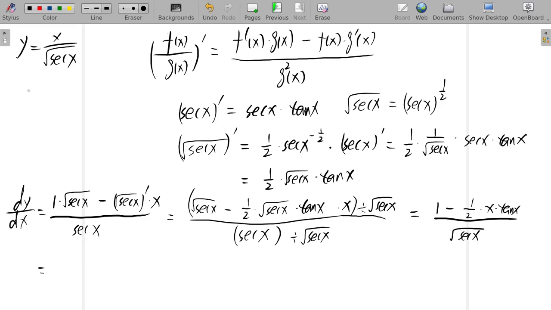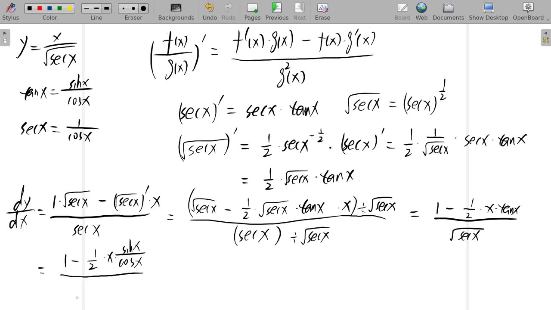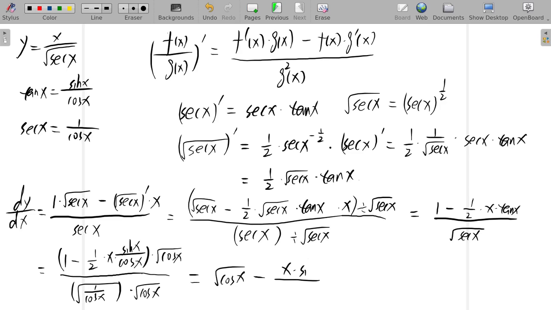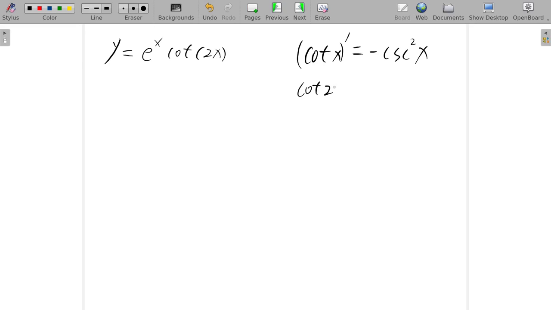We can keep going because we know tangent x equals sin x over cos x, and secant x equals 1 over cos x. Then we can multiply both by the square root of cos x. So it equals the square root of cos x, take away x times sin x over 2 times the square root of cos x. That's it.